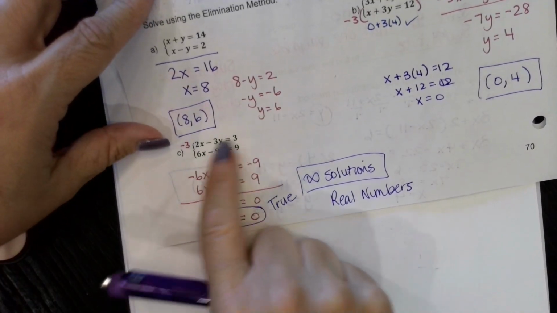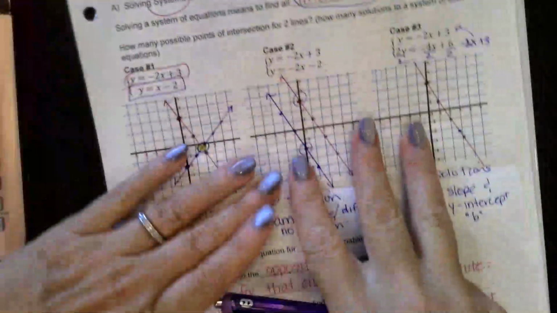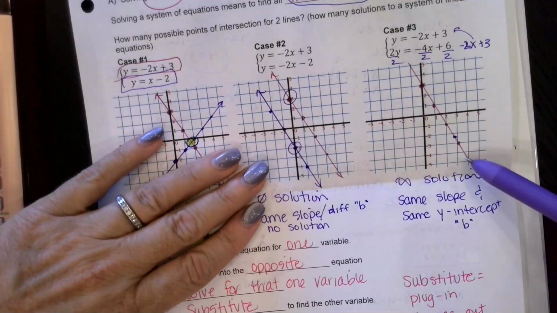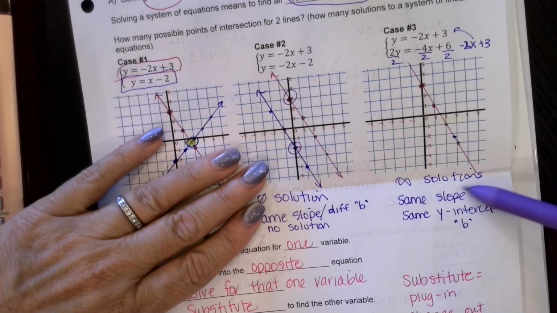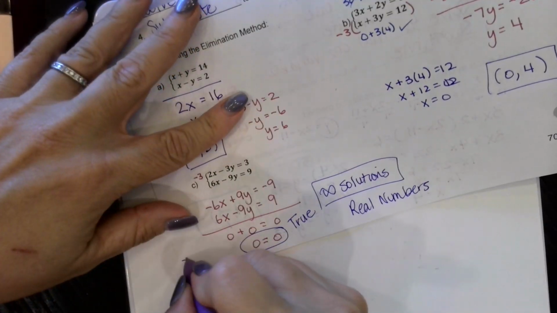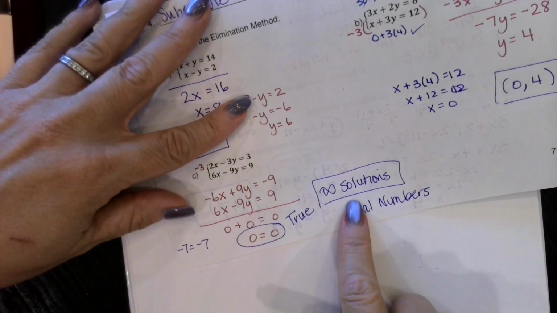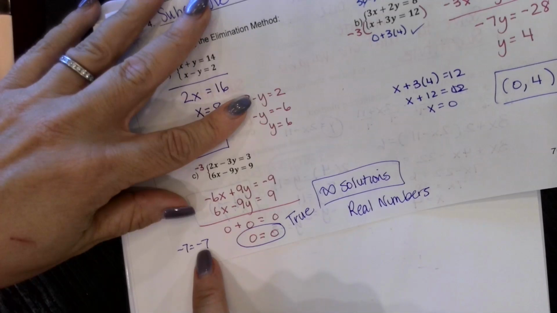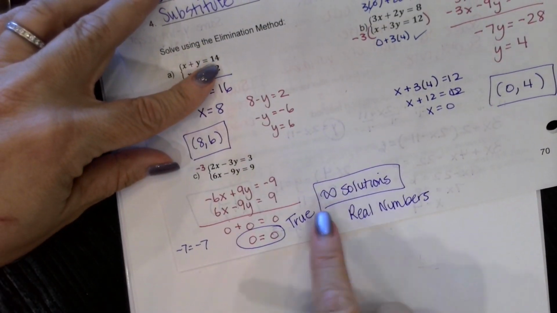Now, I could rearrange these and check the slope, but if I go back here, it's going to end up being the same line. I'm going to have the same slope and the same intercept, so it's going to be the same line, so I'm going to have all solutions. And it doesn't matter that this is 0 equals 0. It could have been -7 equals -7. This is true. Because this is true, it's going to be infinite solutions. So all we're doing is saying the left side equals the right side. This is true.